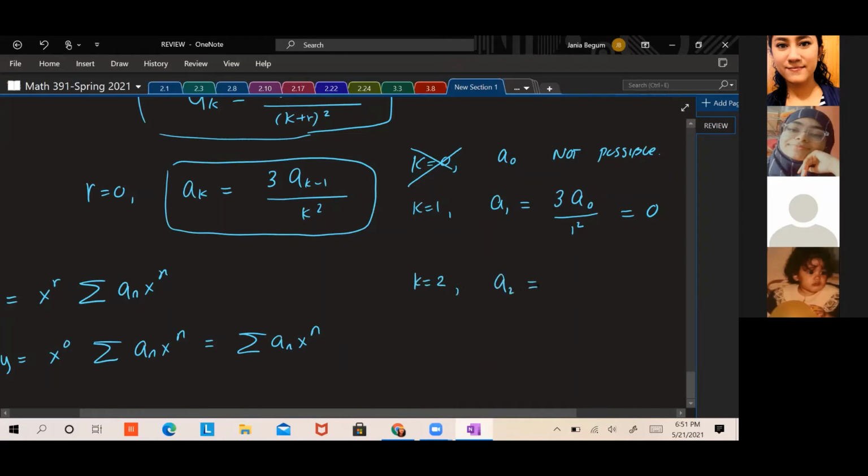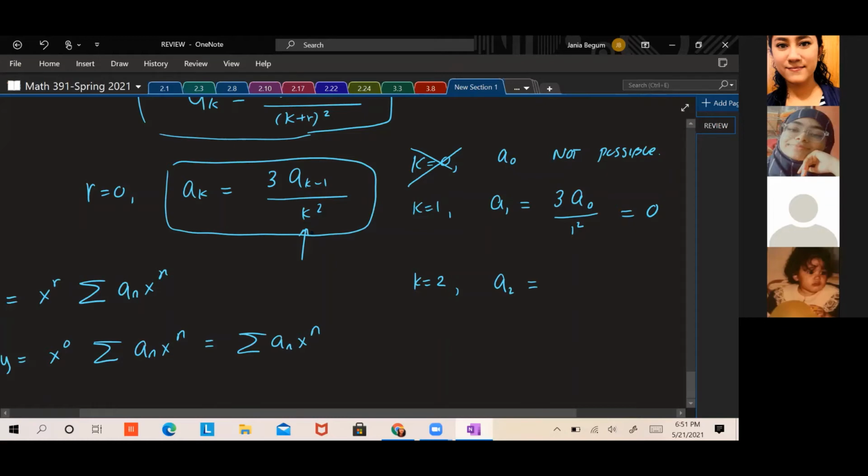Wait, Professor? Yeah. I'm sorry. Why is it that a0 is not possible? Because of k squared on the bottom. Oh, okay, I see. So it's undefined, right? We say undefined coefficient. Okay, thank you.